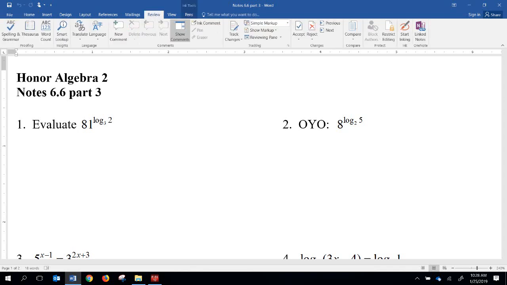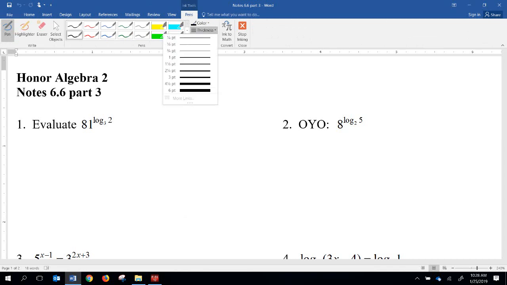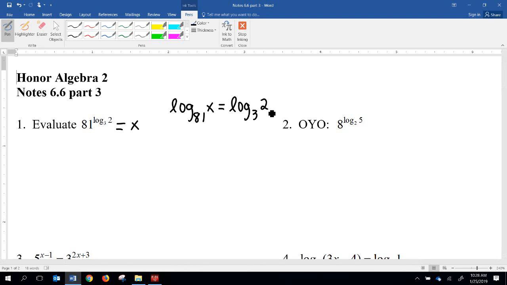See, look, if I think ahead about this, if I'm trying to rewrite this, this isn't what I would do, but just kind of watch for a minute. If I set this equal to x, it would become log base 81 of x equals log base 3 of 2. Do you see how that's a problem? Because we don't have like bases, and we need to have like bases.